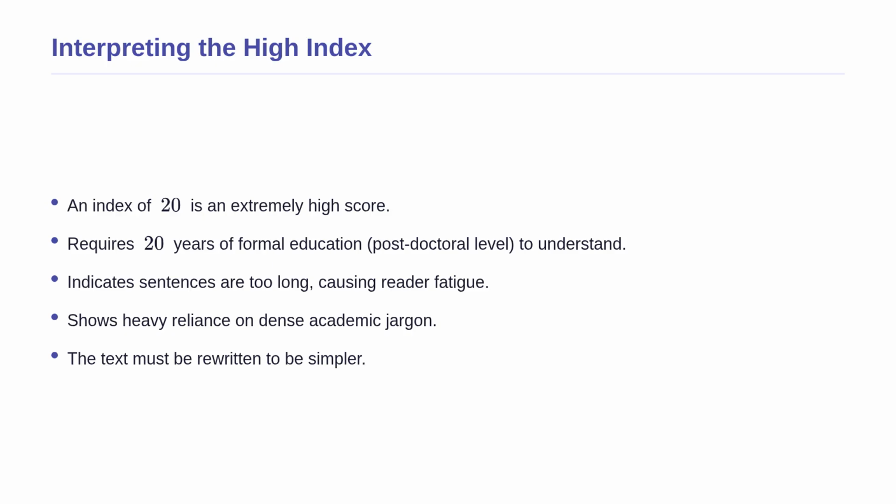So, we have calculated an index of 20. But what does this actually mean for our student? An index of 20 is an extremely high score. It means a reader would need 20 years of formal education, which is equivalent to a postdoctoral level, just to easily understand this abstract. The high average of 25 words per sentence leads to reader fatigue, and the high percentage of complex words shows a heavy reliance on dense academic jargon. Because this falls far outside our target range of 8 to 12, the student must rewrite the text to make it simpler.